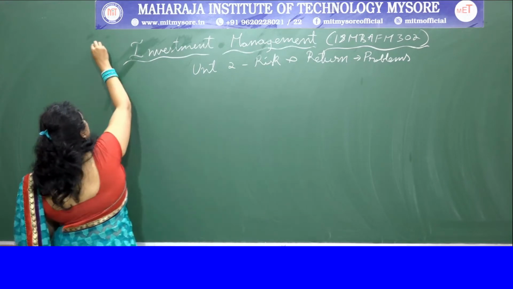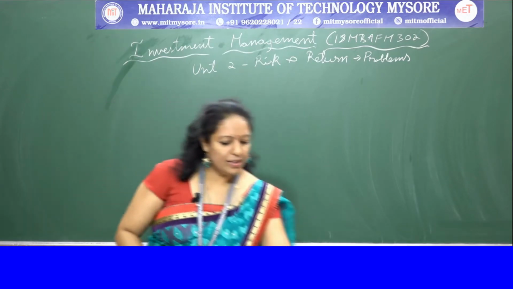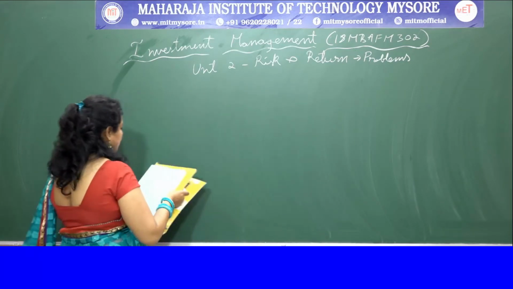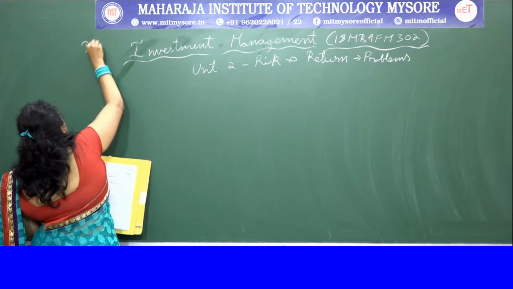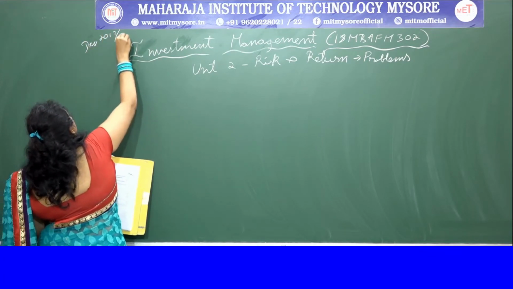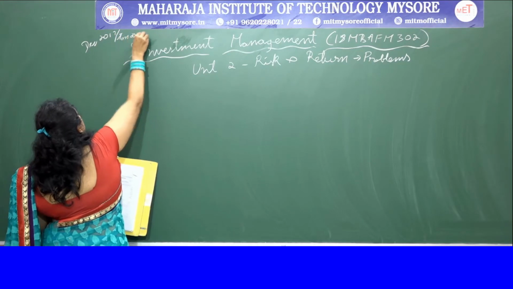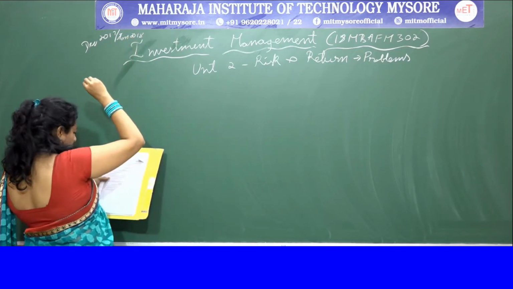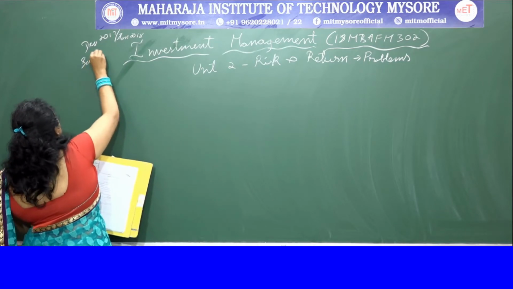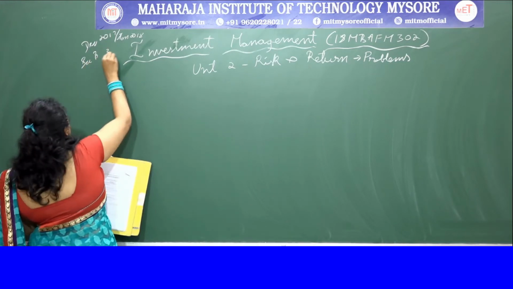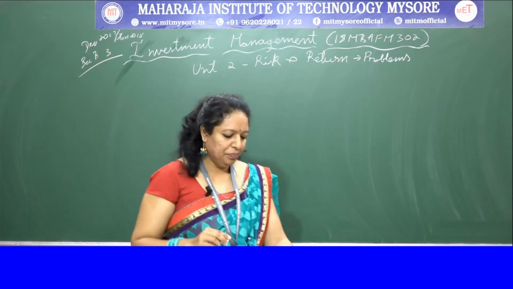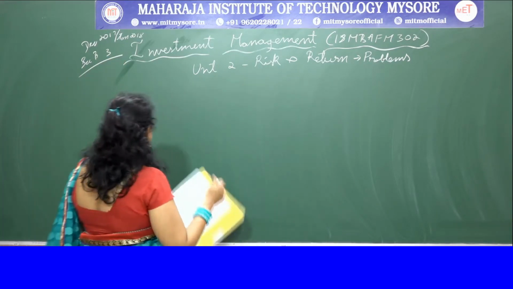So I'll write here December 2017, Jan 2018 paper. Question is section B, problem is 3. This is a 7 marks problem. So I've written there. Okay, so let's write the question.